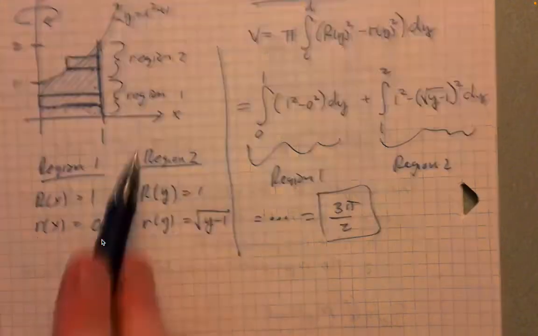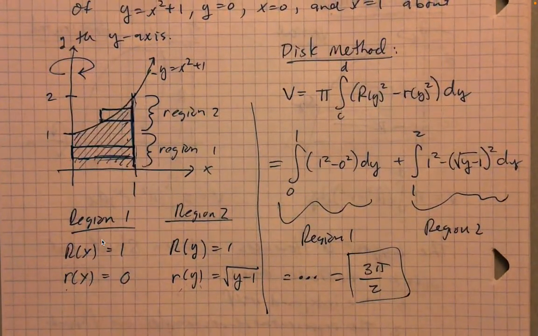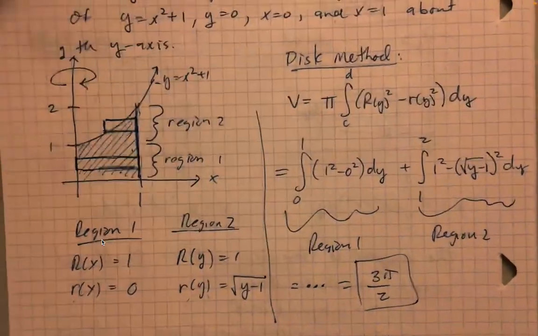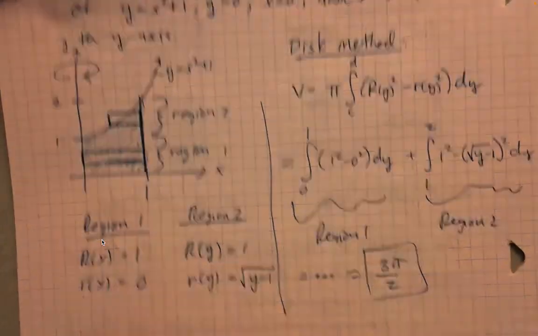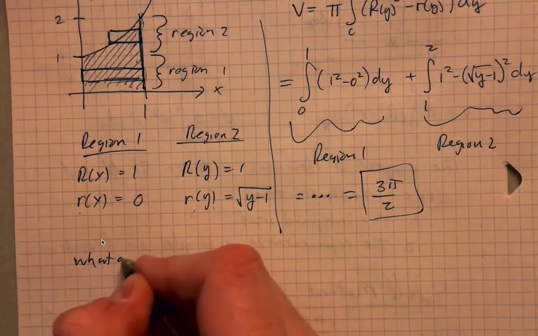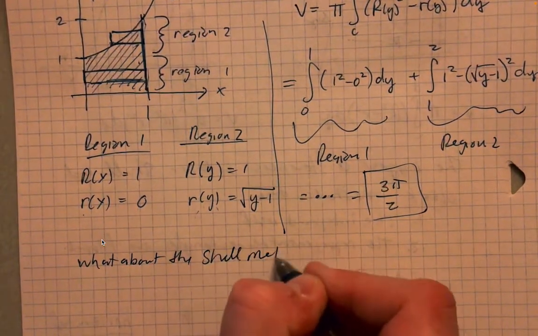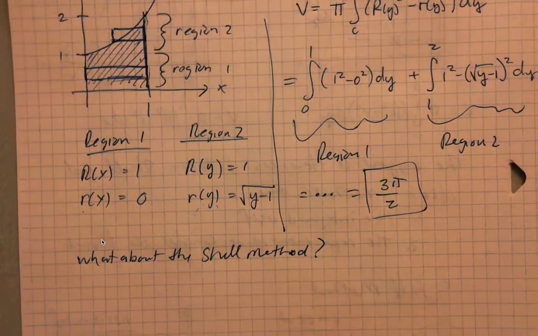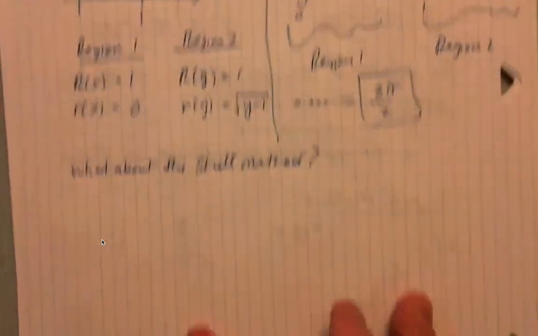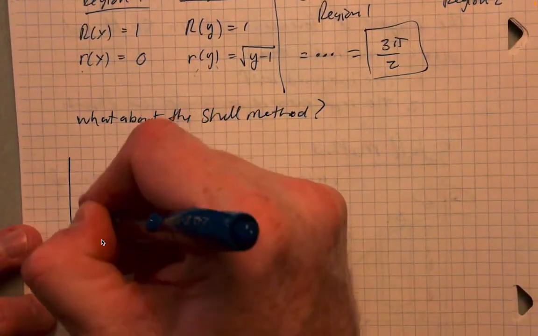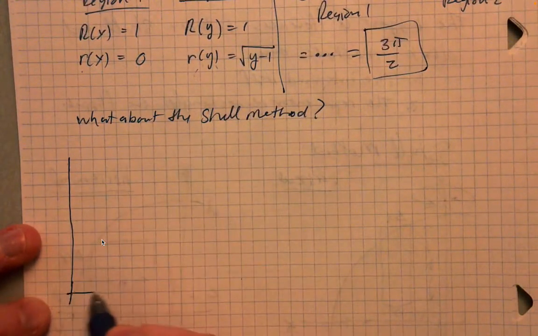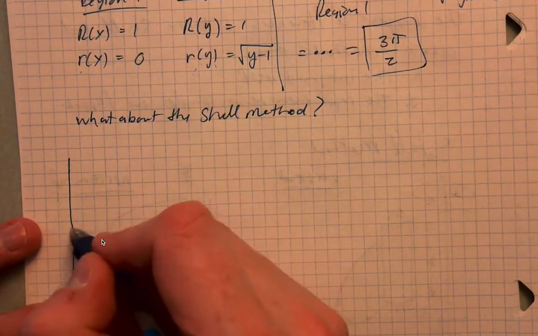So how can this problem be addressed with the shell method differently? Okay, so this is the disk method. What about the shell method? Okay, so the shell method. Well, let's draw the picture again, this time probably with a little more haste.